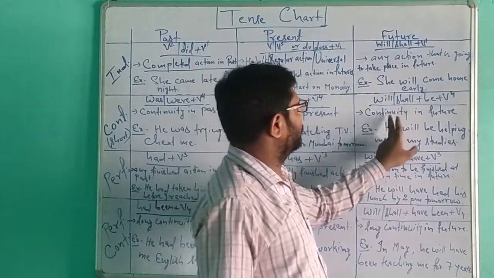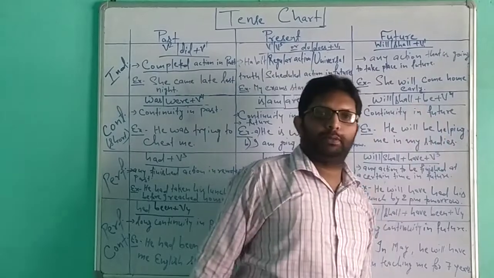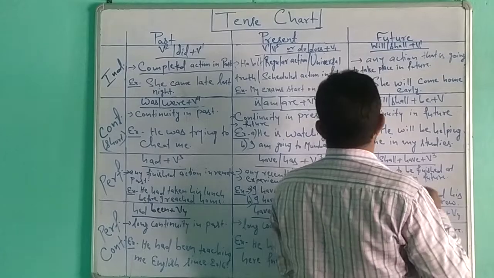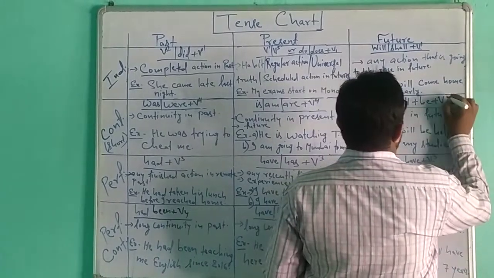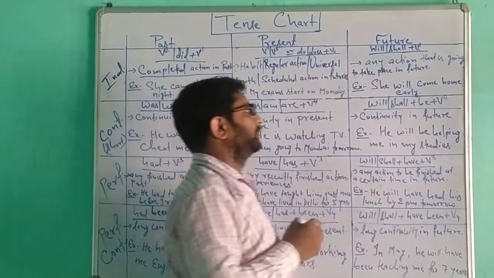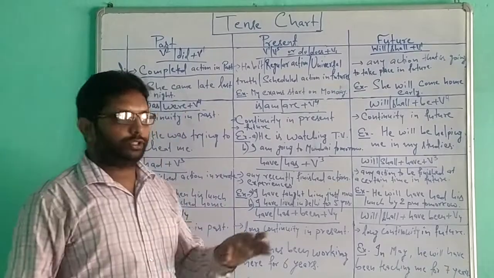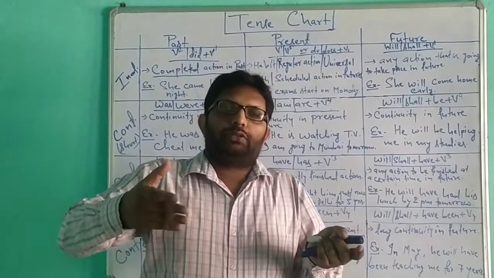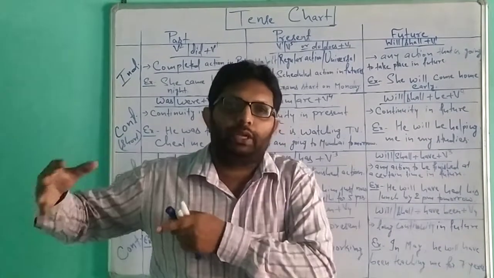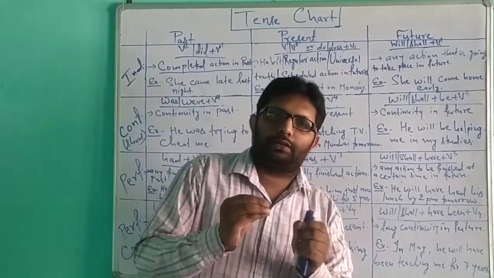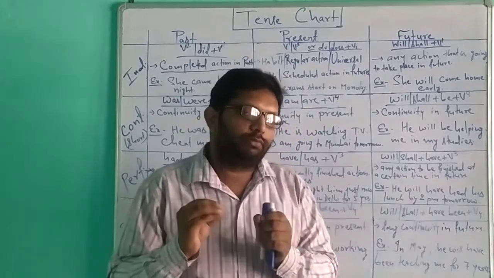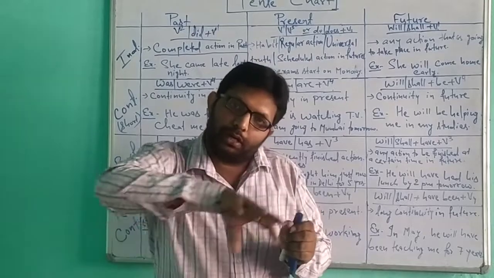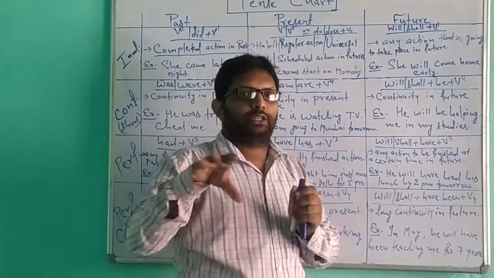Let us talk about future tense. Will or shall plus V1. This is the structure of future. Will or shall plus be plus V4. This is the structure of future continuous tense. It means future continuous tense means in future somebody will be doing something. In future at a certain time, somebody will be doing something. Some action will be taking place, will be continued at a certain time in future.